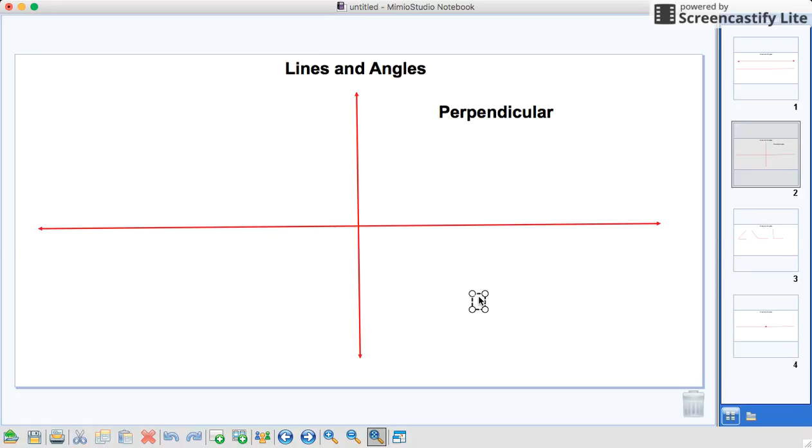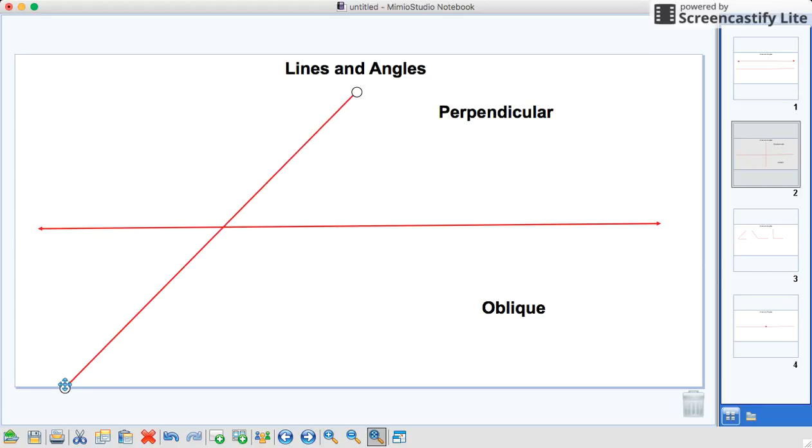But perpendicular isn't the only kind of lines we can have. We can also have oblique lines. And an oblique line would be lines that go diagonal. Notice that when these two lines cross, they do not create perpendicular angles. So that makes them oblique, or that makes this line oblique.